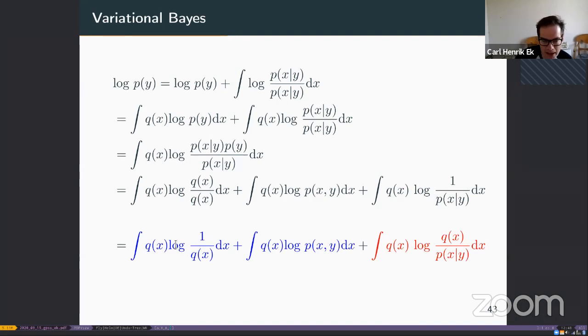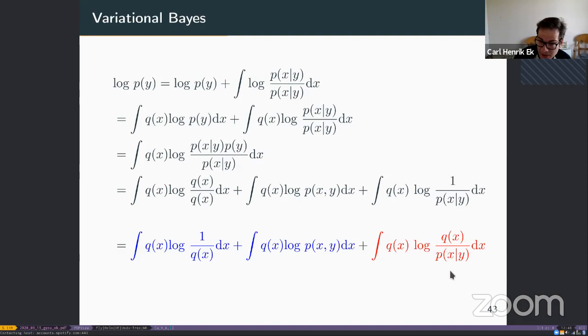I got something, Q of X log Q of X, 1 over Q of X. This here is probably something I can compute. I got an integral, Q of X log P of X given Y. This here is the joint distribution. It's not the posterior. The joint distribution I get by just multiplying two terms that I know, P of Y given X times P of X. And then I got this term here.